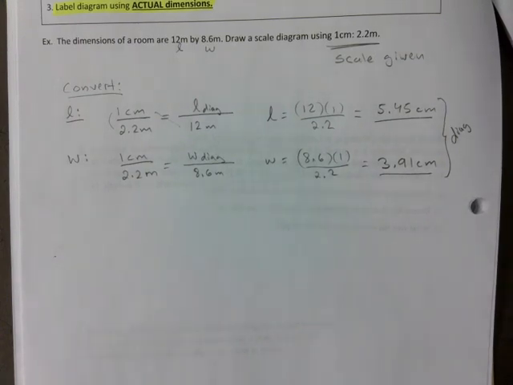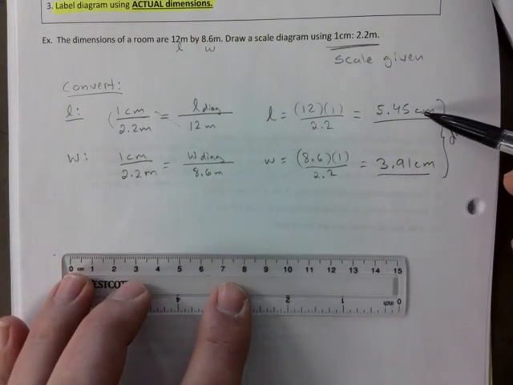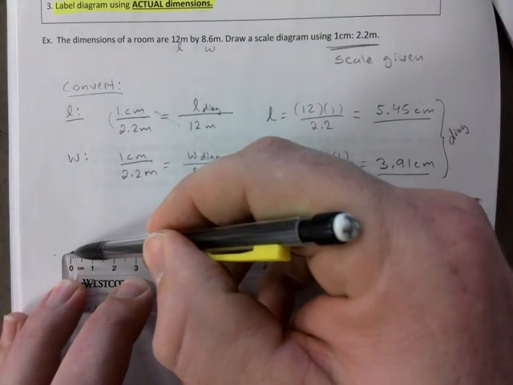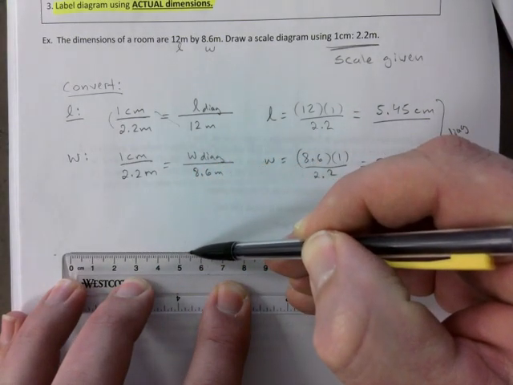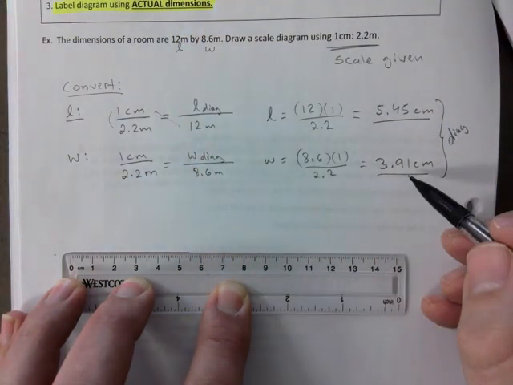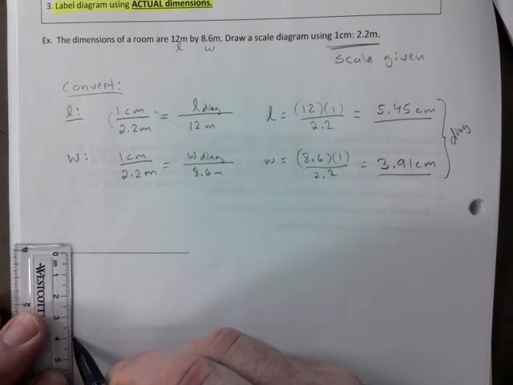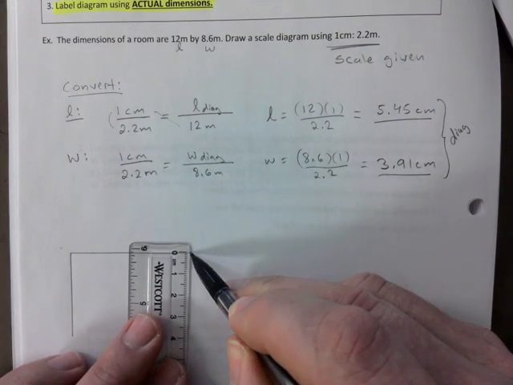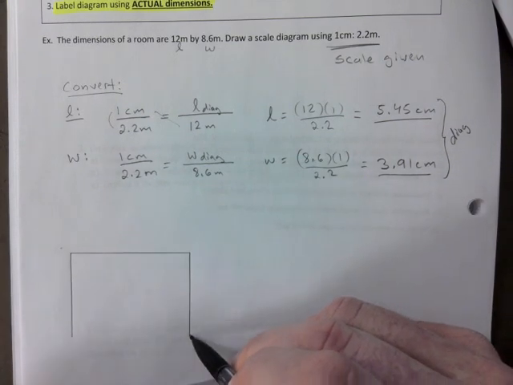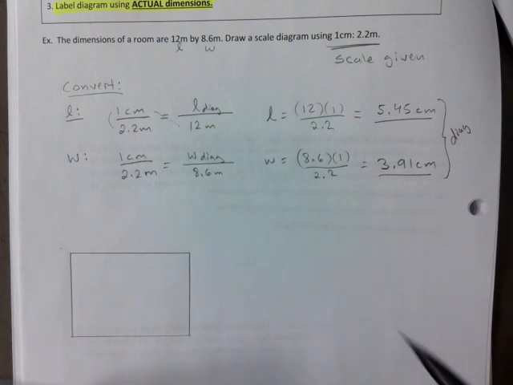Here's where you need your ruler. If not today, then that's fine. If you don't have a ruler, just go approximately. I'm going to go with my length of 5.45 centimeters, which is just at the 5.5 mark. That's close enough. And my width is 3.9, so you go almost to 4. If you're off by a little bit, I won't notice. If you're off by a whole centimeter, or I'd say a couple of millimeters, I will notice that.